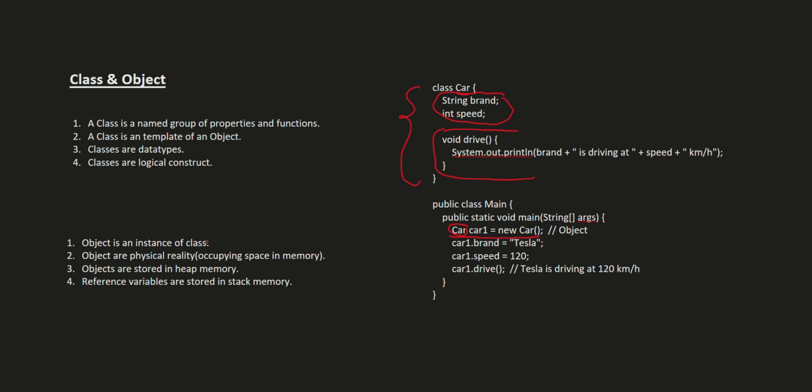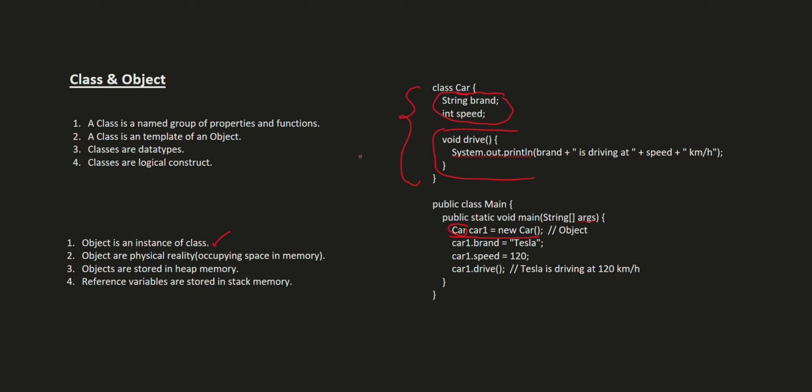So, object. An object is an instance of a class. So here is where creation of an object happens. See, this is an object. Car1 is an object. Objects are physical reality occupying space in memory. So an object actually occupies space in memory, not the class.